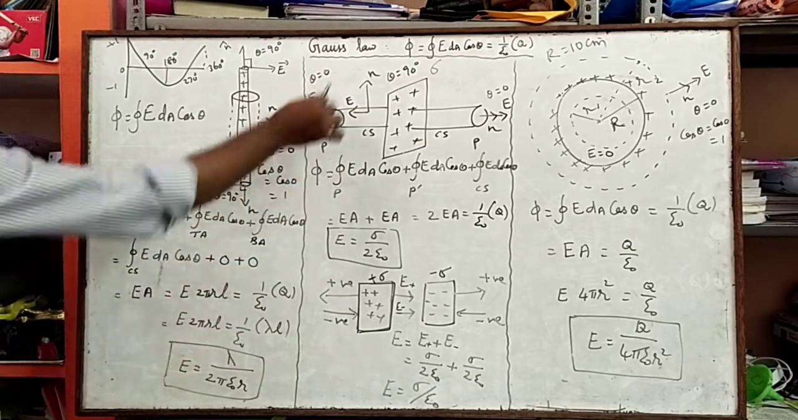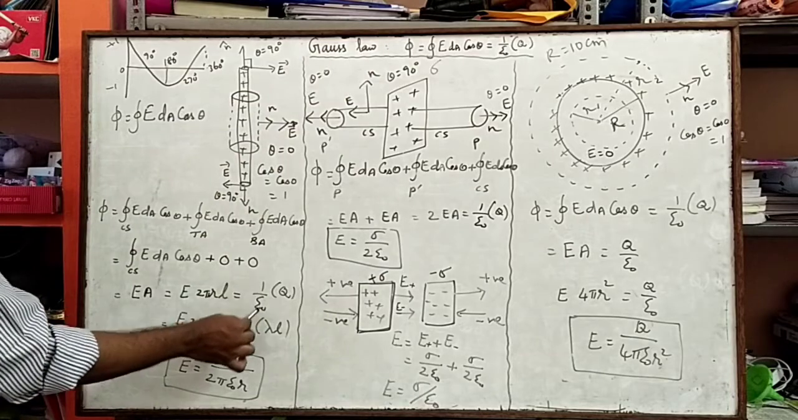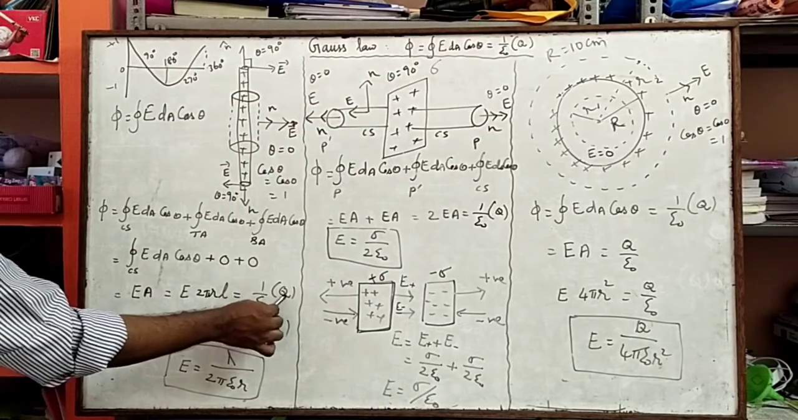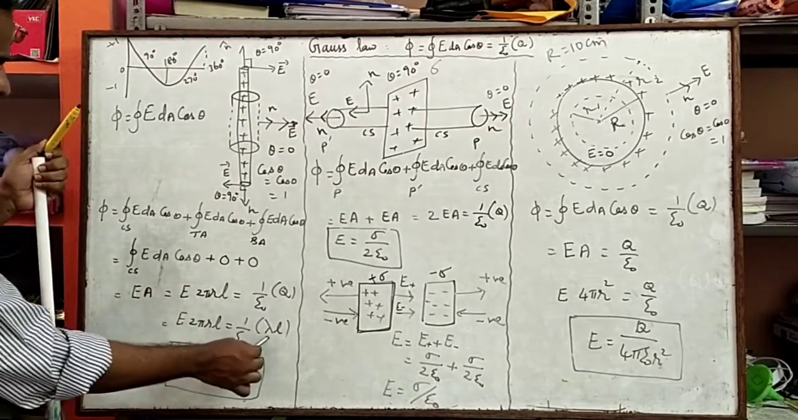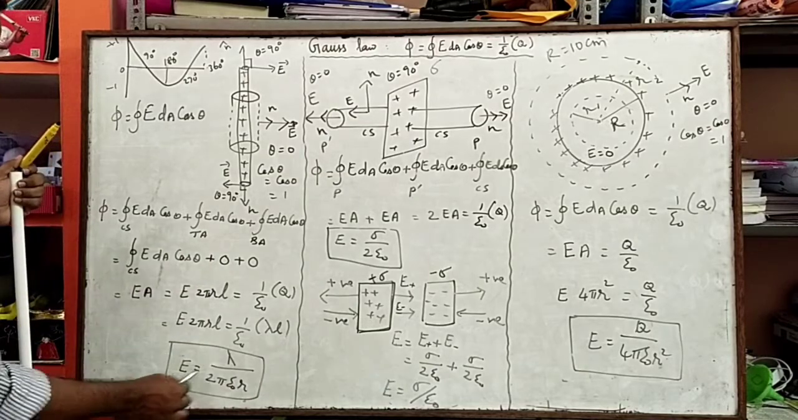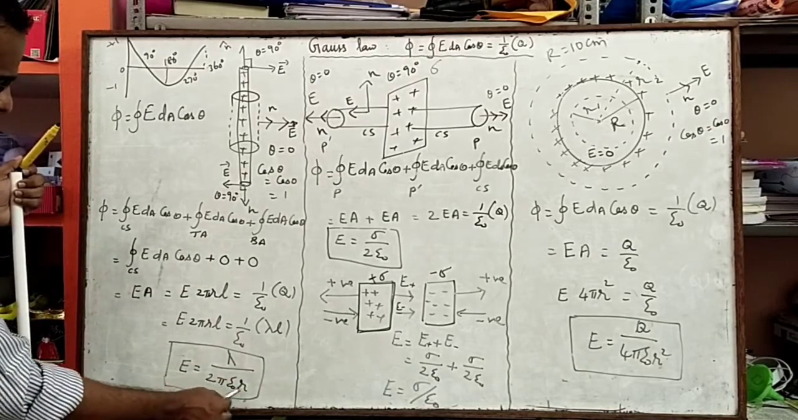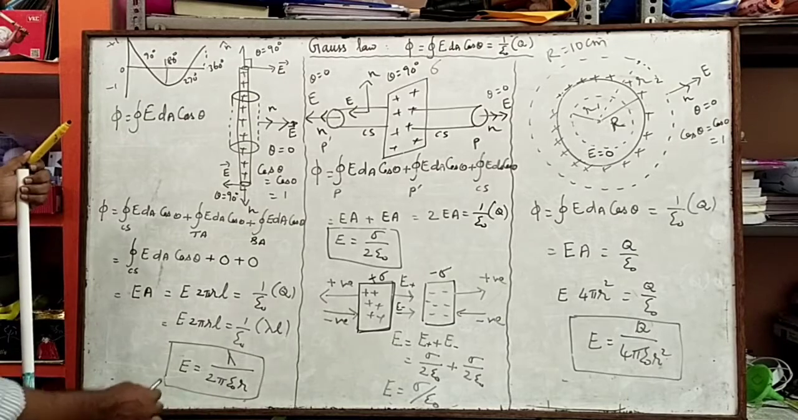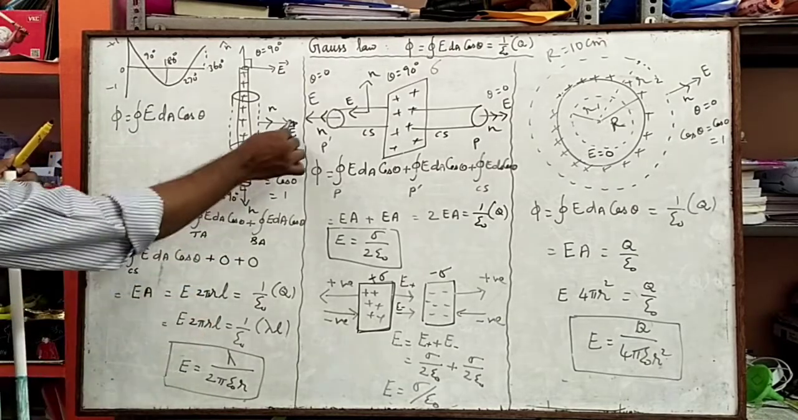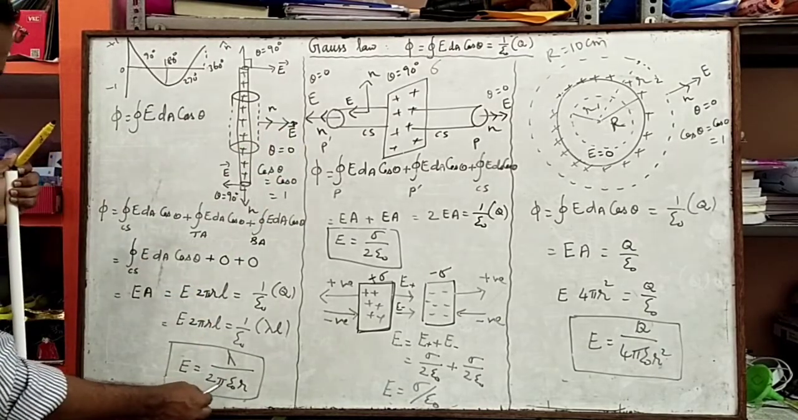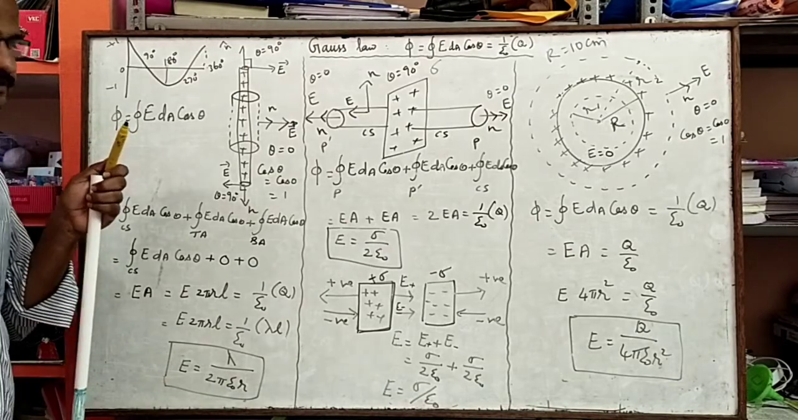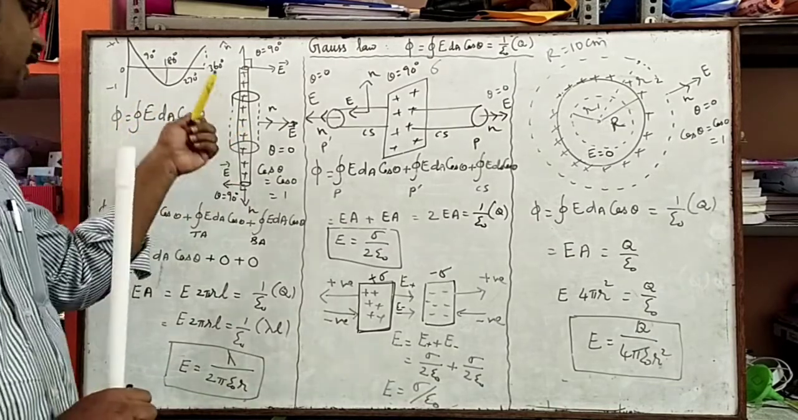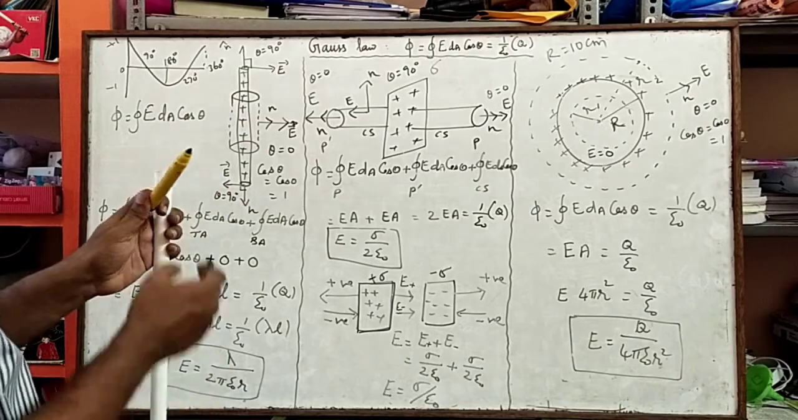According to Gauss law, this is equal to 1 by epsilon naught times total charge enclosed by the surface. In this case, it is equal to lambda into L. Then E is equal to lambda divided by 2 pi epsilon naught r, because L and L get cancelled. Then electric field at the point, E is equal to lambda divided by 2 pi epsilon naught r. This is the electric field at a point due to an infinite charged wire.